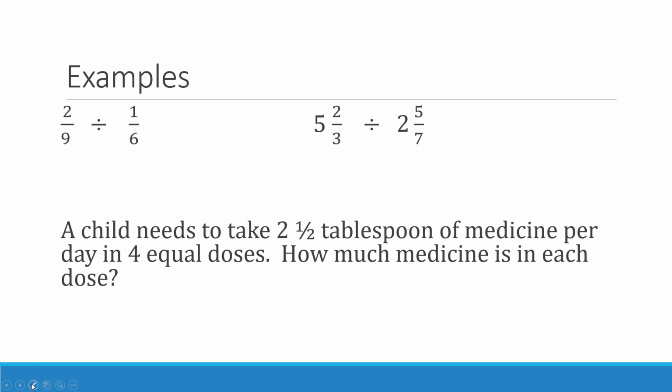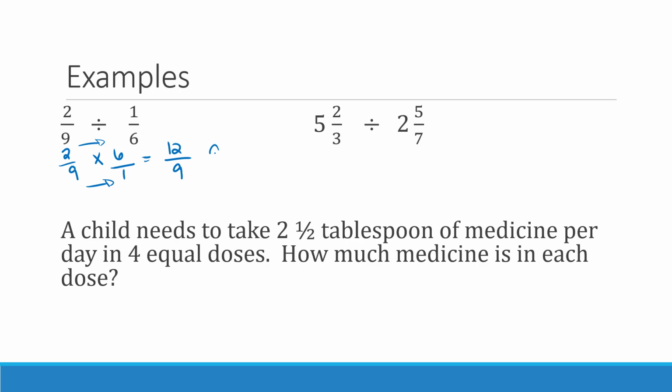Now let's look at some examples of division. So remember with division, you want to keep that first fraction. So I'm going to keep the 2/9. I want to change it to multiplication, and then I'm going to flip that second fraction. So multiplying straight across at this point, 6 times 2 will give me 12. 1 times 9 will give me 9.